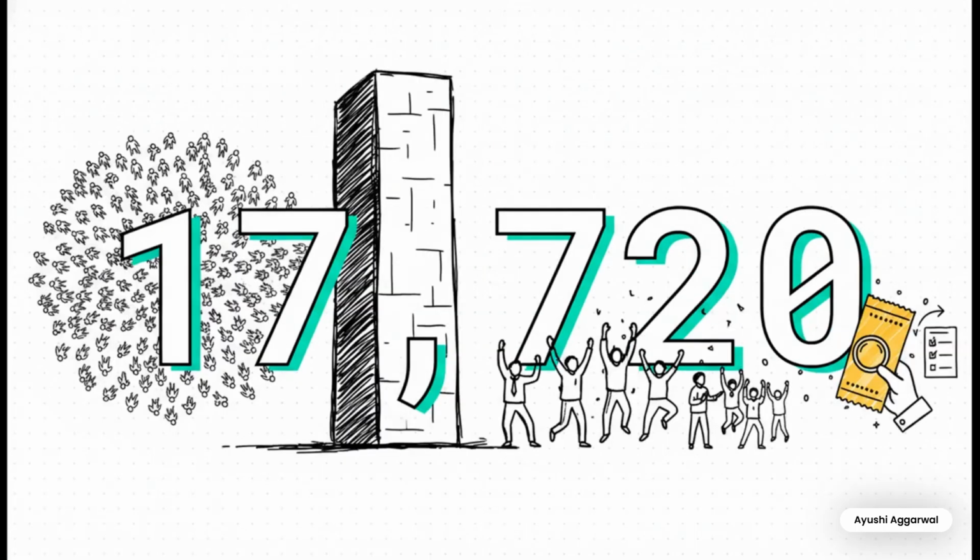And now, look at this. Out of those more than 12 lakh applicants, only 17,720 candidates have been shortlisted for the next stage, which is scrutiny. So what does this mean? It means if your name is on that list, a huge congratulations to you. You've cleared a very significant hurdle.